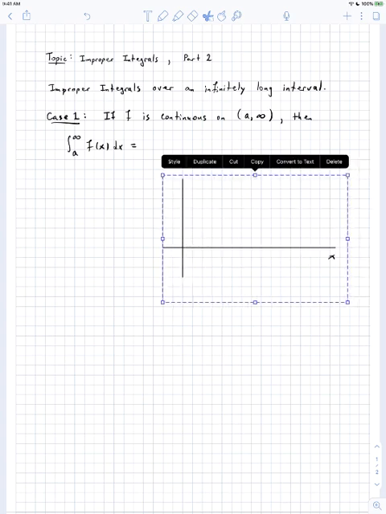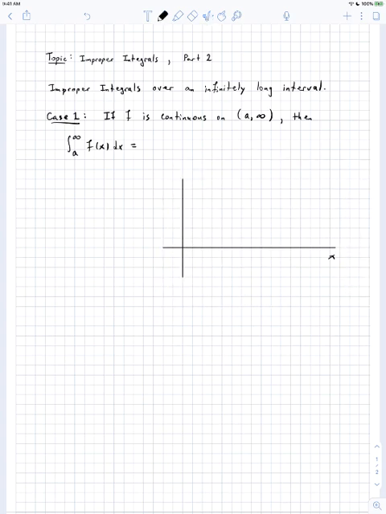So let's decide what should be the definition. We're going to have some function which extends off indefinitely. Let's say that this is a, and we want to compute the improper integral from a off to infinity. So we can't use the fundamental theorem of calculus because the interval is infinite. The fundamental theorem of calculus says that if you have a function which is continuous on a closed interval from a to b, where a and b are both finite numbers. This, however, is not like that.